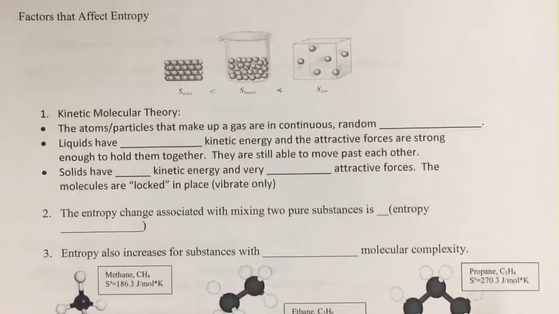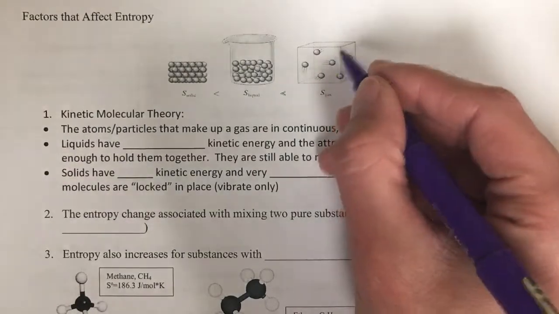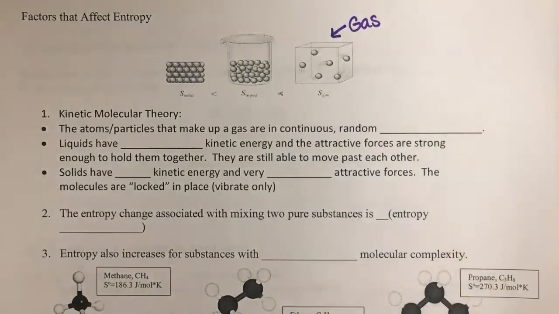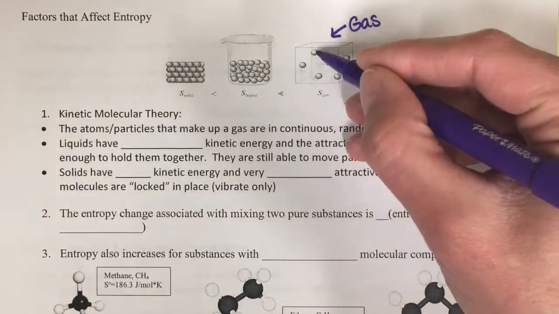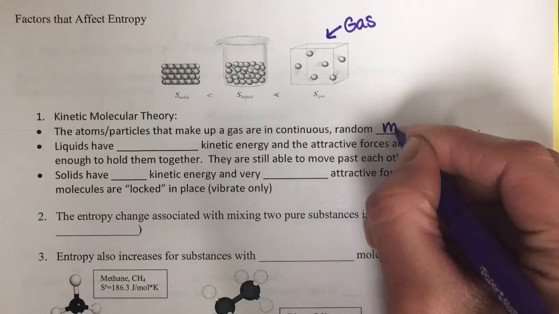Okay? So when we talk about entropy, there are lots of factors that affect entropy. Okay? So let's look at our gas. Remember that we said in a gas, our atoms or our molecules are spread out. They are in continuous random motion.